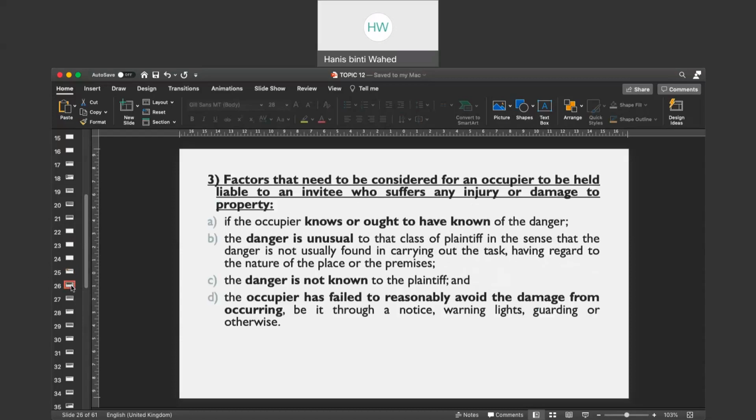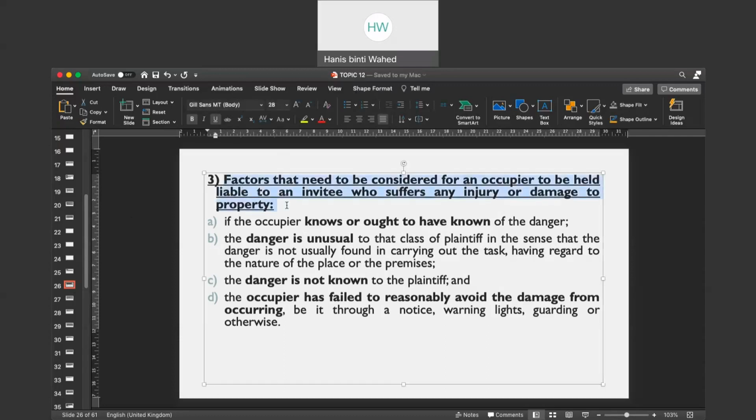Okay. The next question is, what are the factors that need to be considered for an occupier to be held liable to an invitee? Okay, apa faktor yang perlu diconsider for an occupier to be held liable to an invitee yang suffer injuries ataupun suffer any damage to his property? So the factors that the court will take into consideration are, number one, if the occupier knows or ought to have known of the danger. Okay. Number two, the danger is unusual. Number three, the danger is not known to the plaintiff.